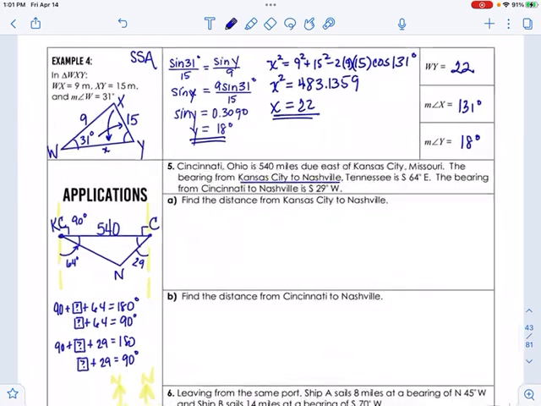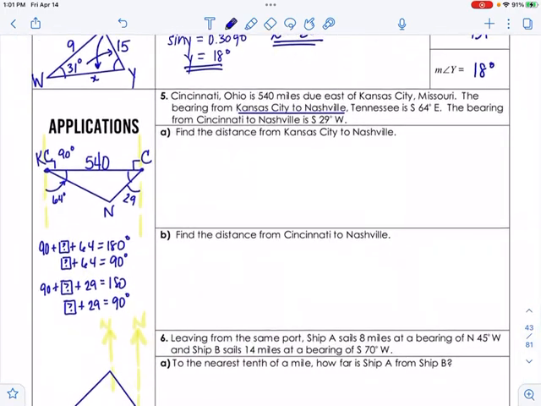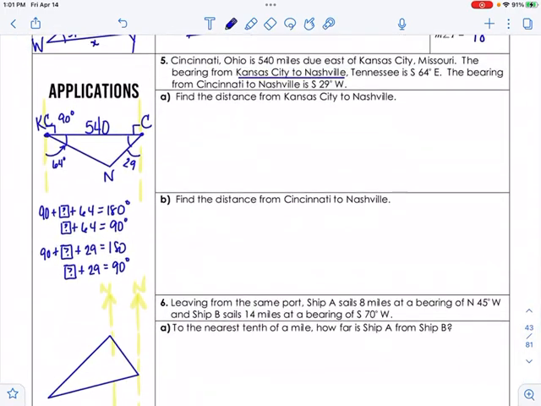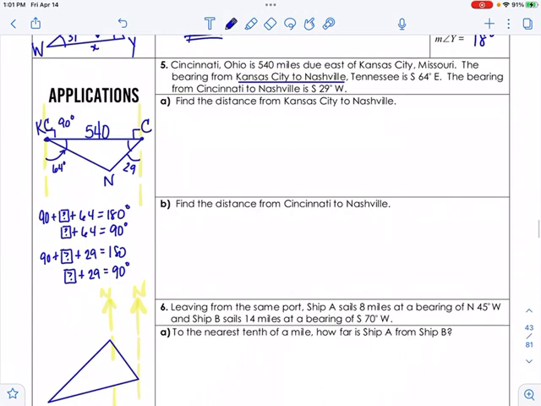All right, so now we've got some application problems here where I drew the diagrams on the side so they'd be kind of clear in terms of what you're doing. Cincinnati, Ohio is 540 miles due east of Kansas City. So I labeled Kansas City KC and Cincinnati is C. The bearing from Kansas City to Nashville, Tennessee is 64 degrees east of south.